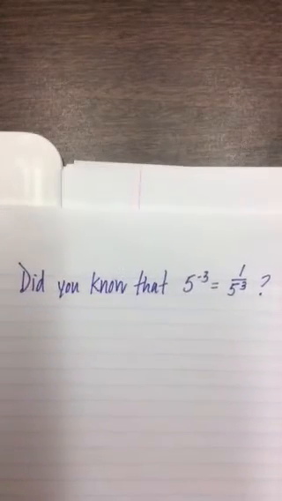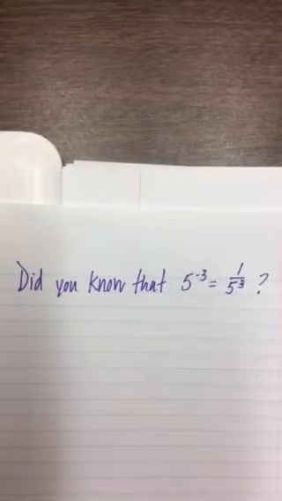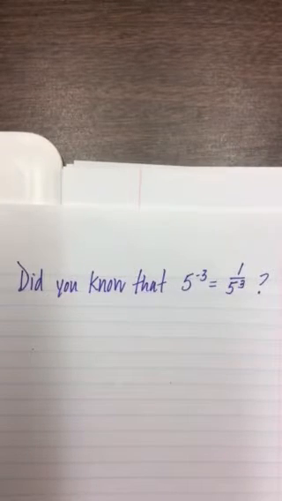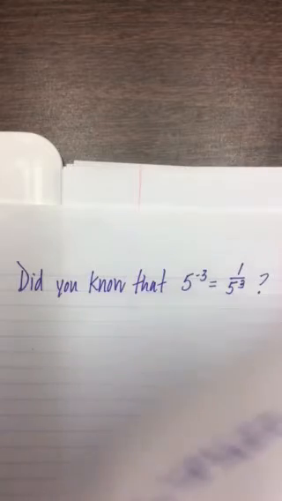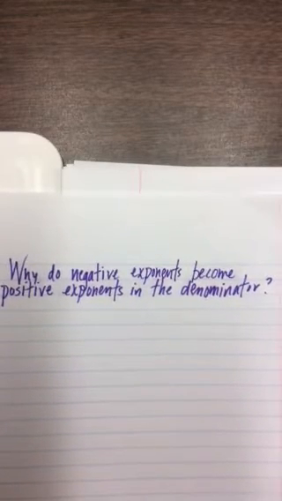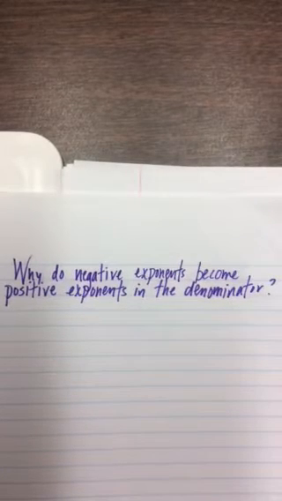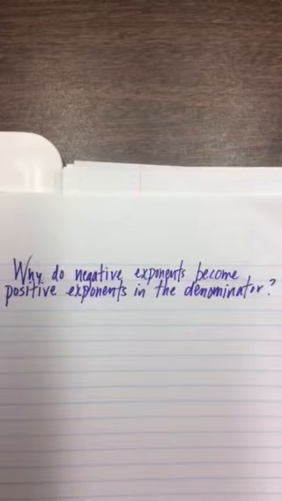Now, on to the task at hand. Here is something that I don't know if you know or not, but 5 to the negative third power is actually equivalent to 1 over 5 cubed, or 5 to the third power. And so the question that I want to consider with you guys today is, why do negative exponents become positive exponents in the denominator? That's what we want to consider today.